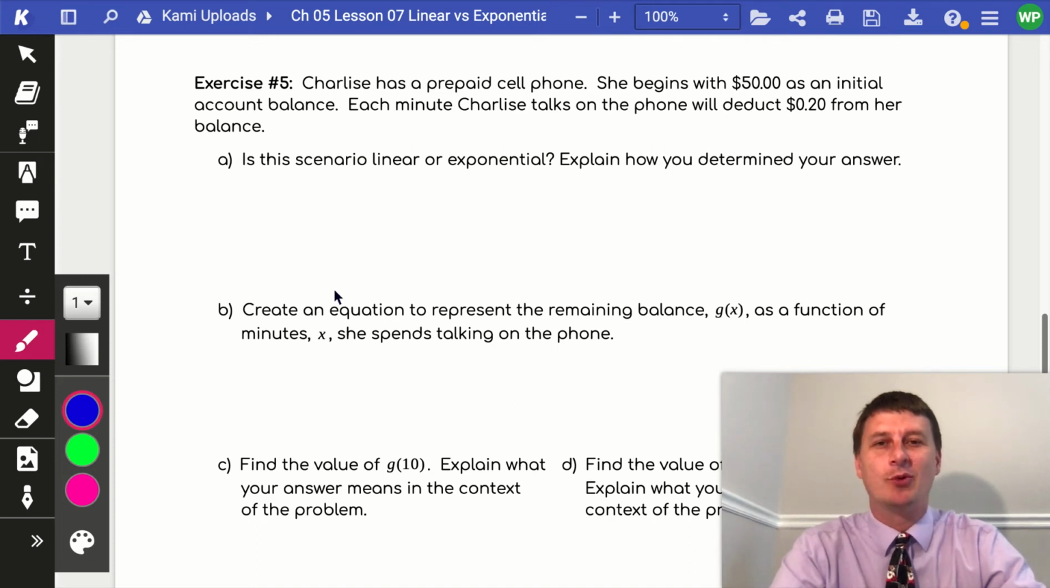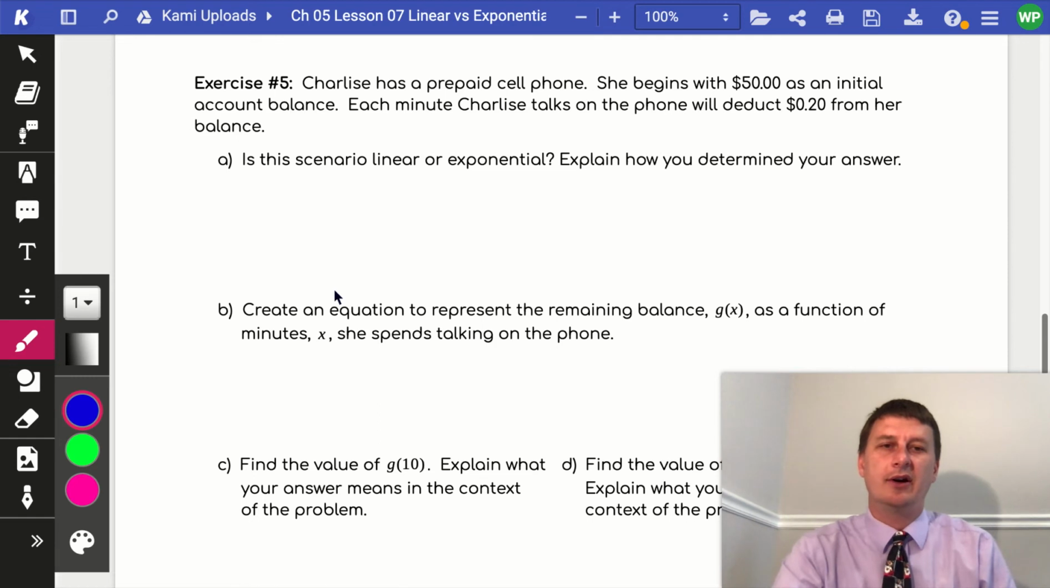You, Algebra 1. And in this video, we're going to be taking a look at exercise number 5, found in Lesson 7, where we are exploring linear versus exponential models. And exercise number 5 says Charlize has a prepaid cell phone. She begins with $50 as an initial account balance. Each minute Charlize talks on the phone will deduct 20 cents from her balance. Is this scenario linear or exponential? Explain how you determined your answer.